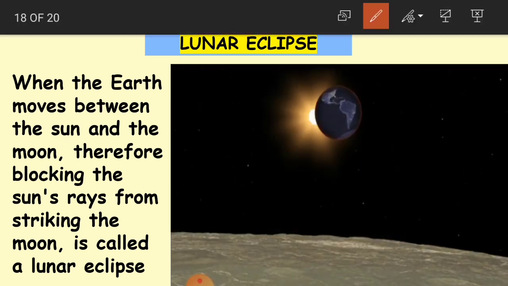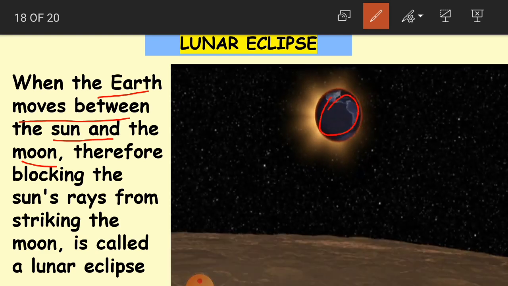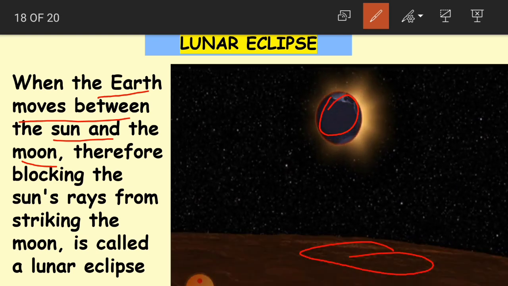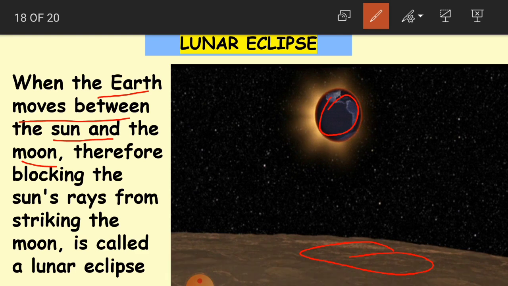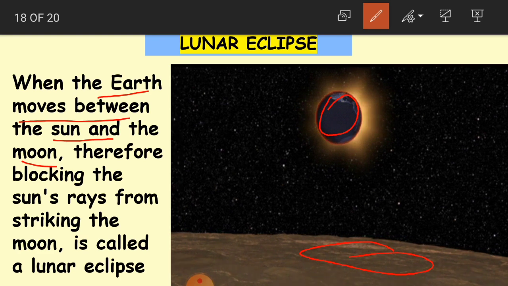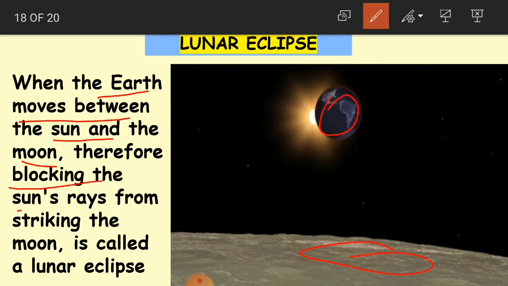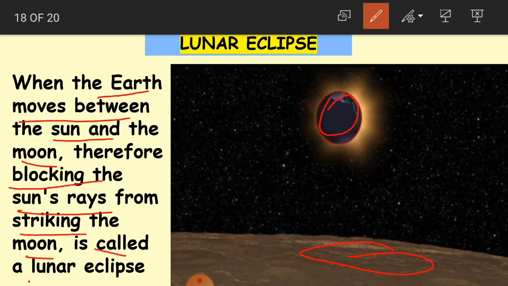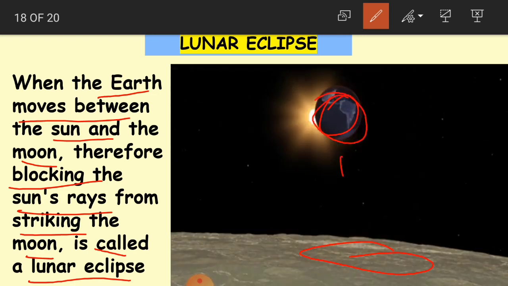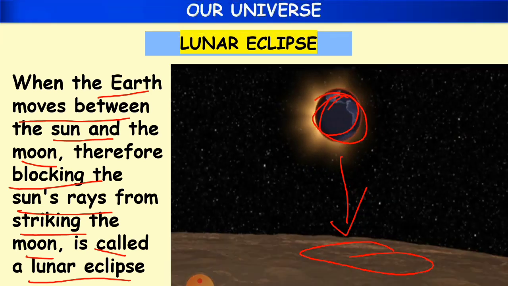See here, what happens when the earth moves between the sun and the moon. This is earth, and this is the moon, because the moon revolves around the earth and the earth revolves around the sun. So when the earth comes between the sun and the moon, it blocks the sun rays from striking the moon, and this is called a lunar eclipse. Clear children?